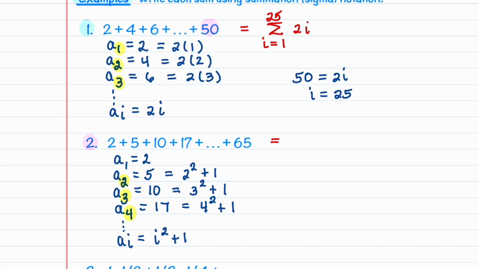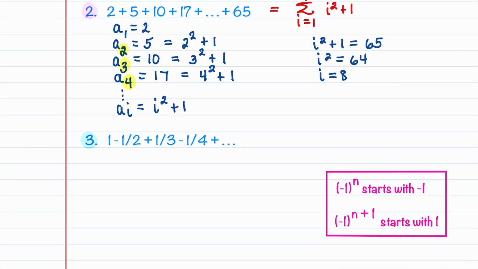We can write our answer as the sum. I goes from 1 to a top number, which we haven't found yet, of a sub I, which is I squared plus 1. Now let's go ahead and find that top number. We are going to set I squared plus 1 equal to our last term, 65. Let's subtract 1, so I squared is 64. So we know that I is equal to 8. So I is going to go from 1 to 8. And that's our answer.